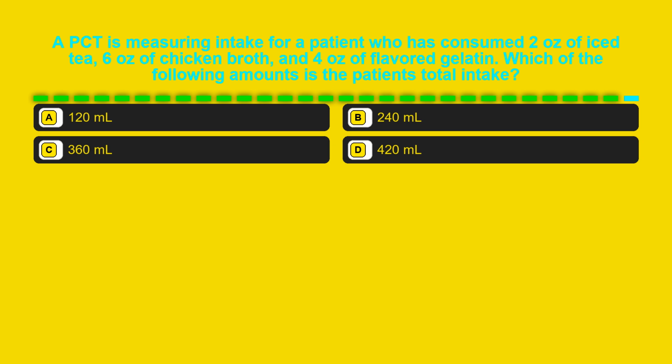Question 30. A PCT is measuring intake for a patient who has consumed 2 ounces of iced tea, 6 ounces of chicken broth, and 4 ounces of flavored gelatin. Which of the following amounts is the patient's total intake? Option A. 120 ml. Option B. 240 ml. Option C. 360 ml. Option D. 420 ml.